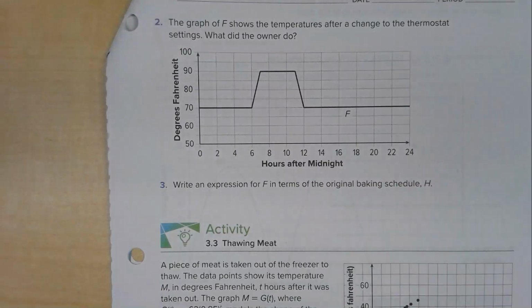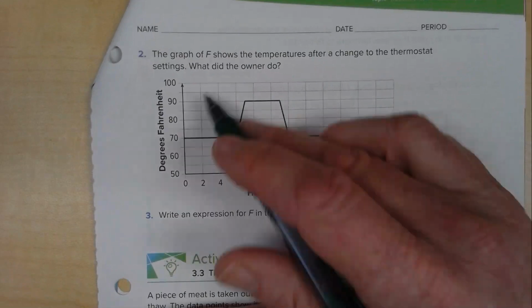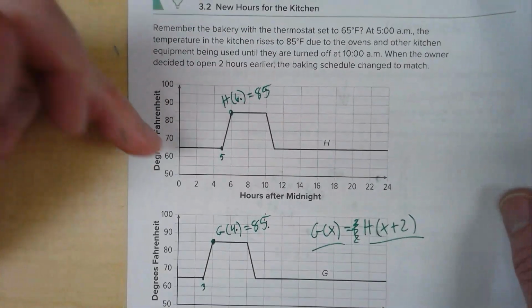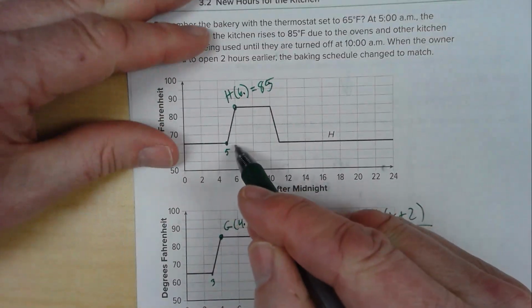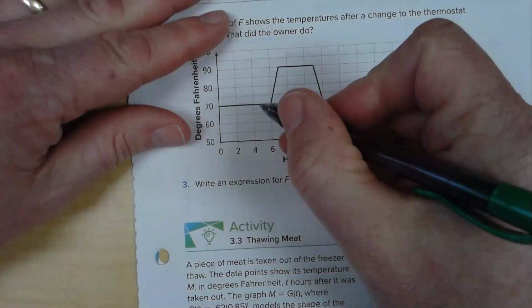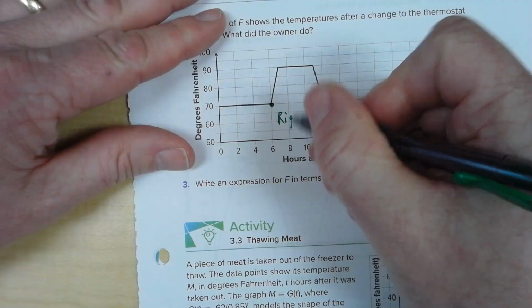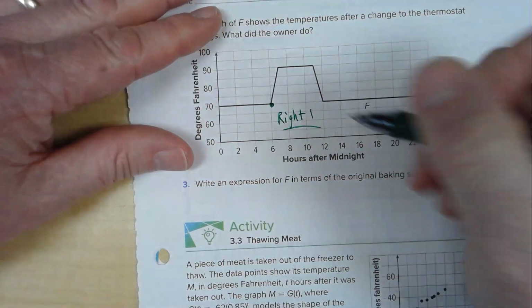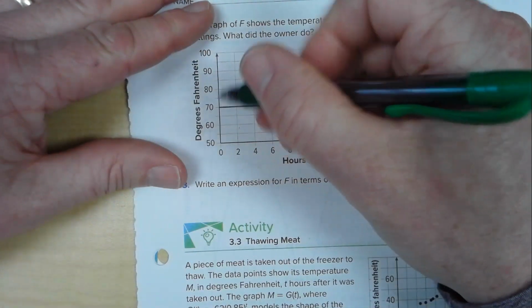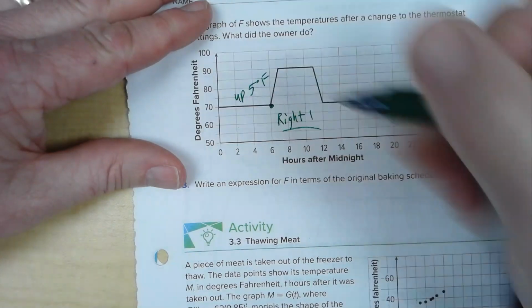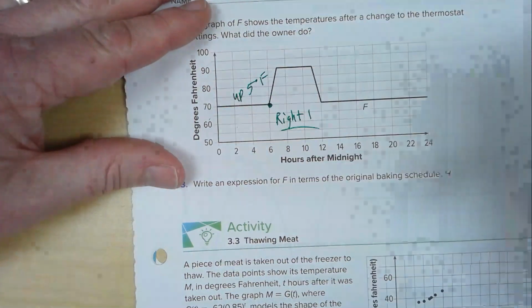All right. Now it says, what did the owner do here? So for this graph compared back to this graph of H. Well, 5 became 6 is the first thing I noticed. So it went 1 to the right. So right 1 hour. And then it was 65. It went up. So it went up 5 degrees Fahrenheit. So we started off at 70 instead of 65.